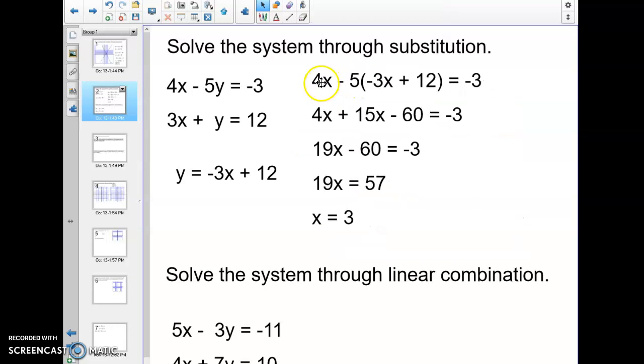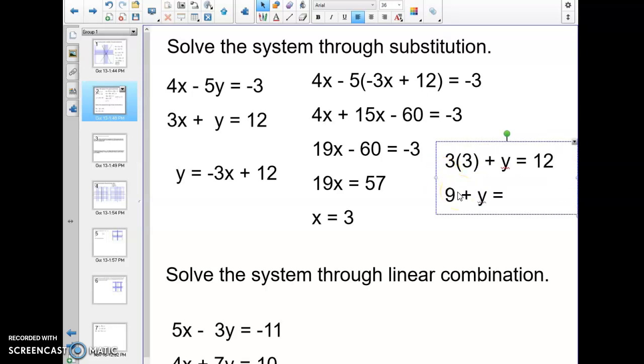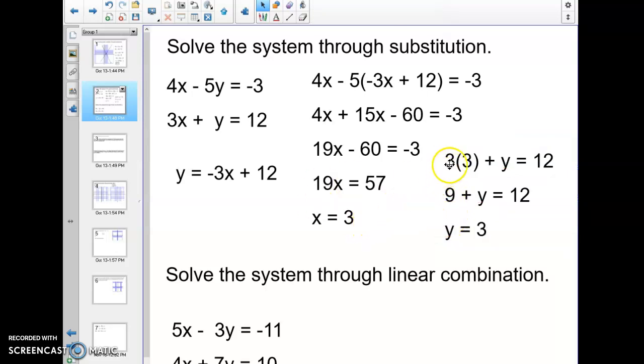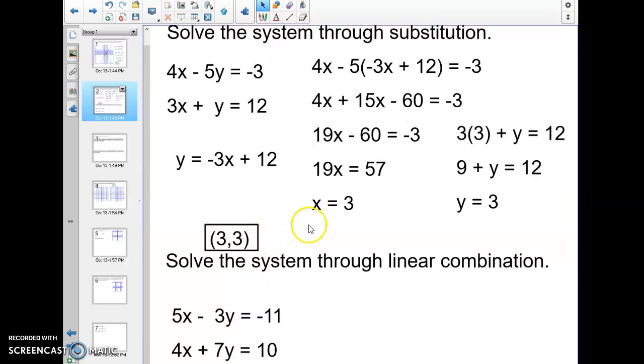Now do not forget, once we get x, we do have to get y. Plug back into an original. 3 times 3 plus y equals 12. 3 times 3 is 9, plus y equals 12, and my y equals 3. So now I have my answer of (3, 3), and that is my point. We write it as a point, and let's establish that's the answer. So my point (3, 3) is my answer.